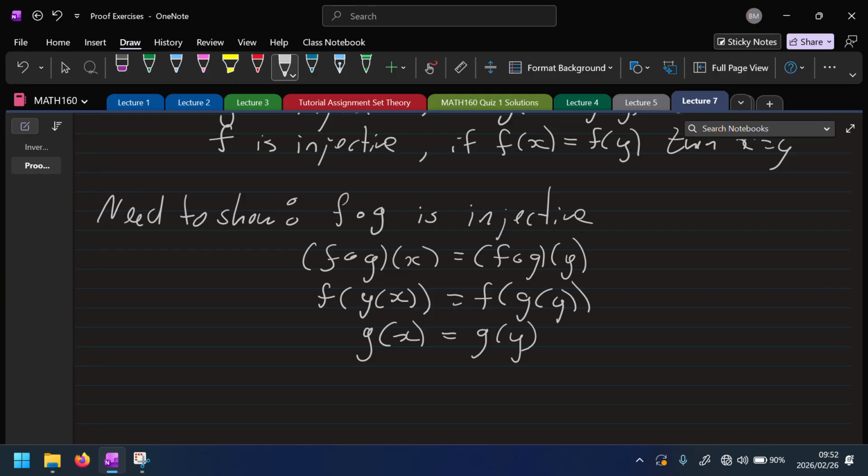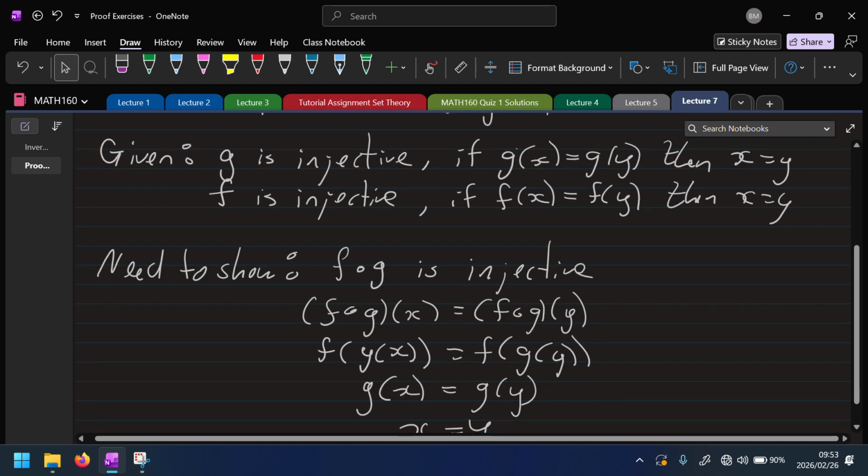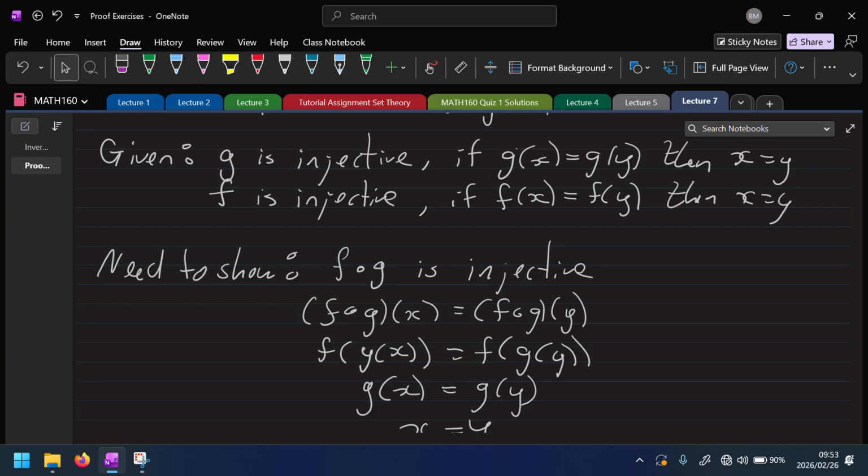Second hint. G is injective. So what do we get for the next line? Okay. Well, we did start with the more difficult problem. I think everyone's quite comfortable with this. So let's see where we started. F of G of X equals F of G of Y. That was our starting point.